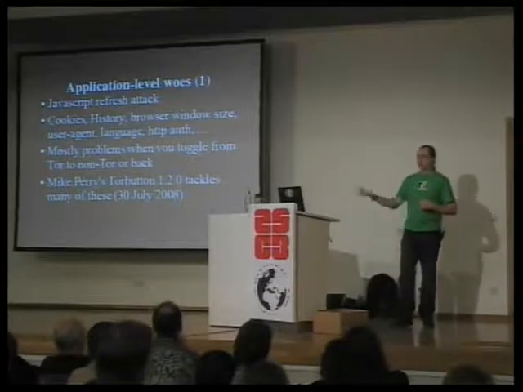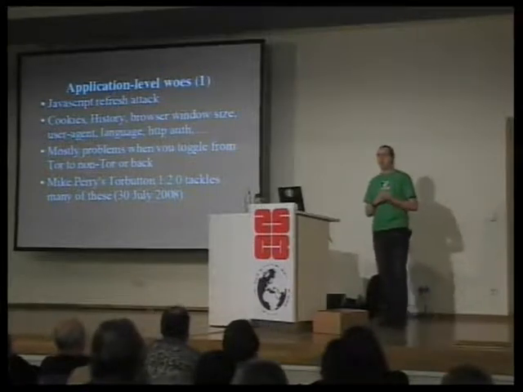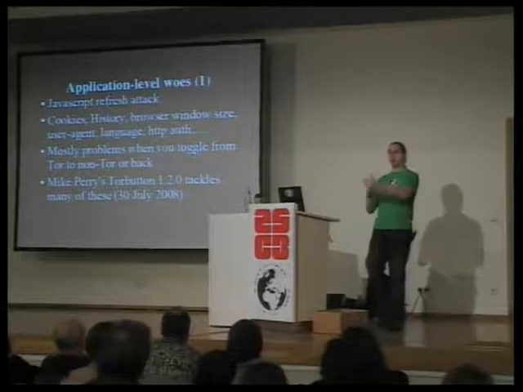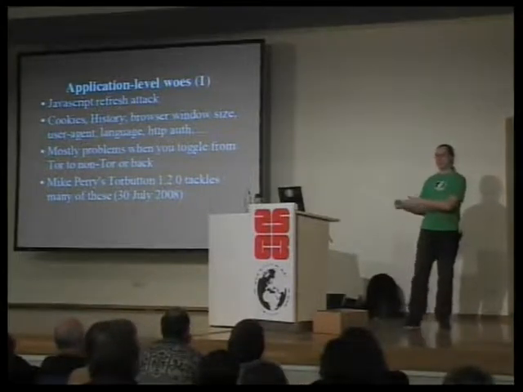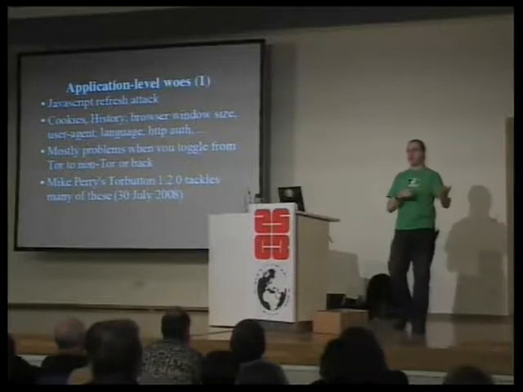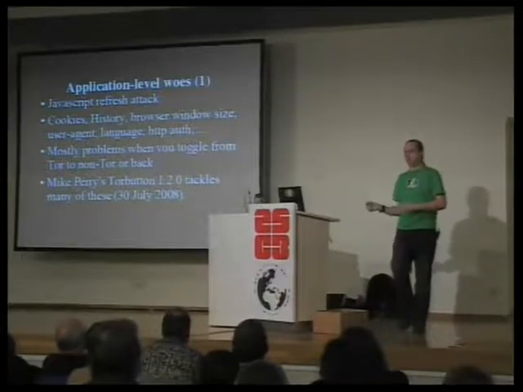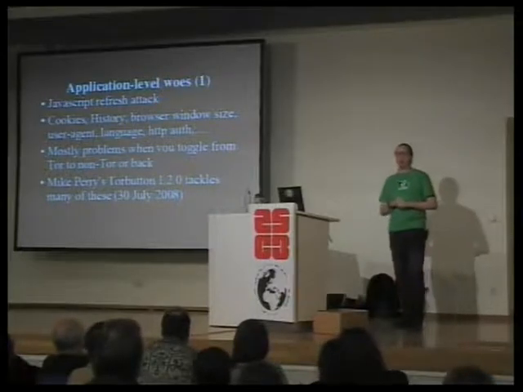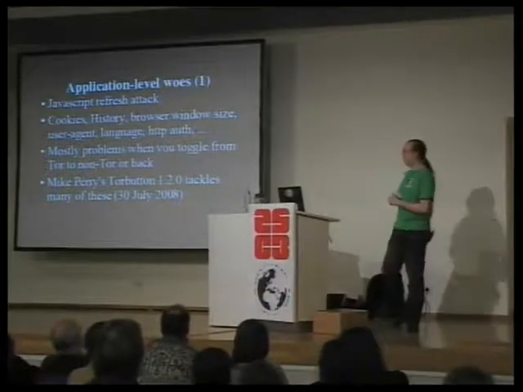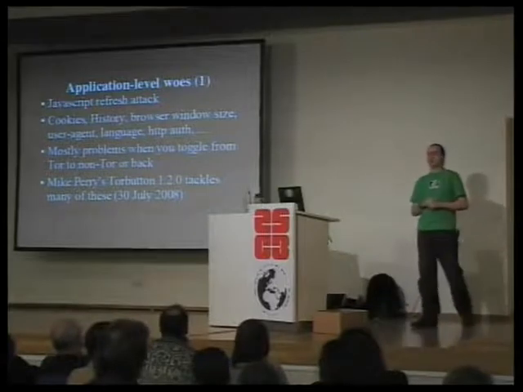And here are some authentication things. Most of these are problems when you toggle Tor on and off. So now I'm using Tor and I visit this page and then I turn Tor off. And the next page can go rummage through my history and look at all the pages I've seen before. So the new version of Tor button that Mike Perry put out in July of this year tries to deal with a lot of these things.